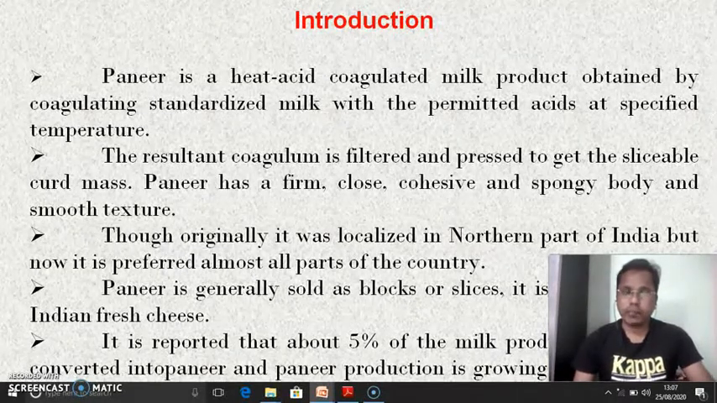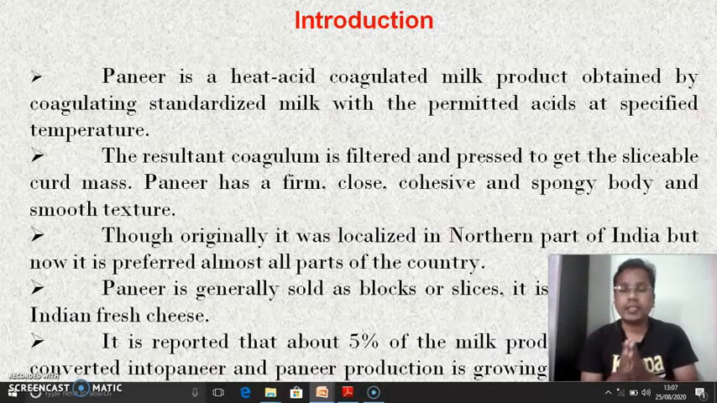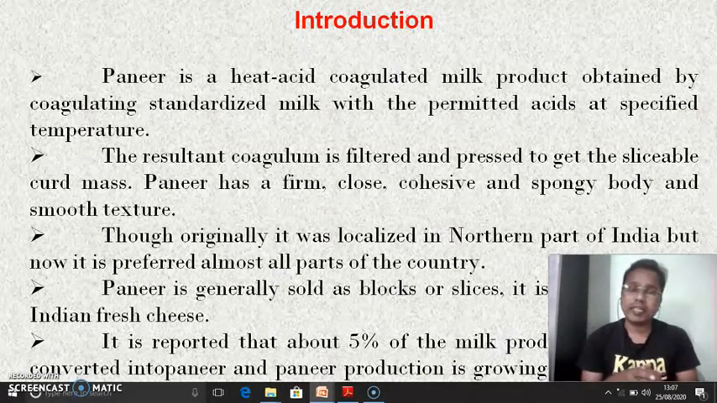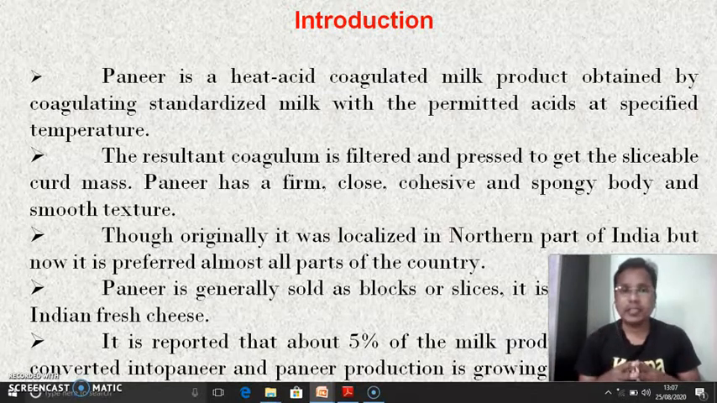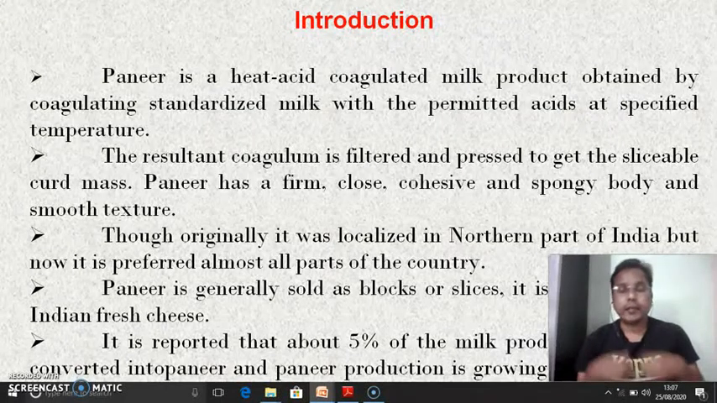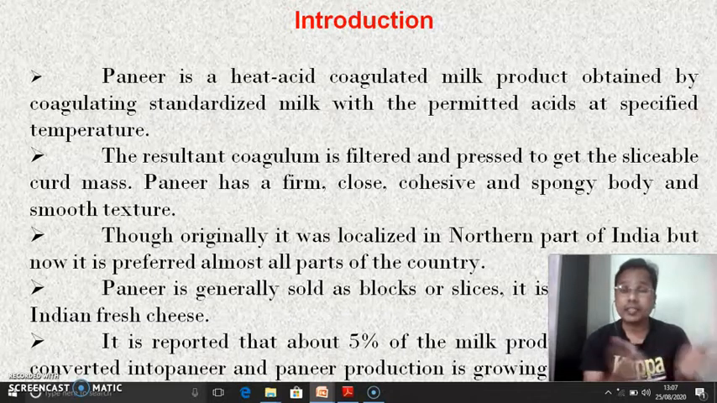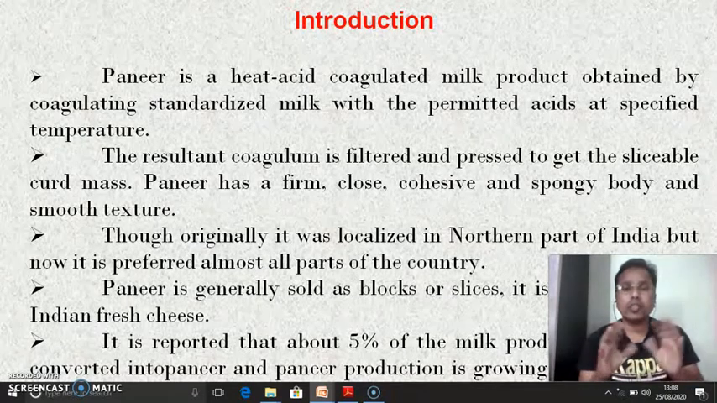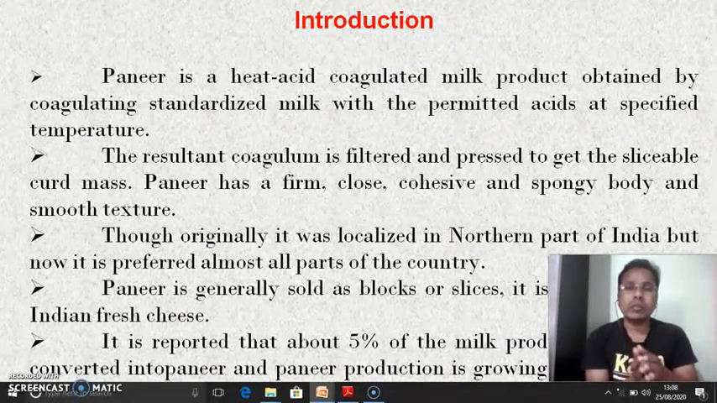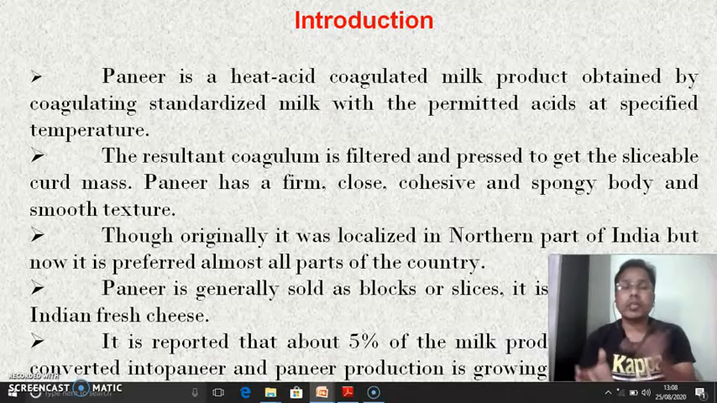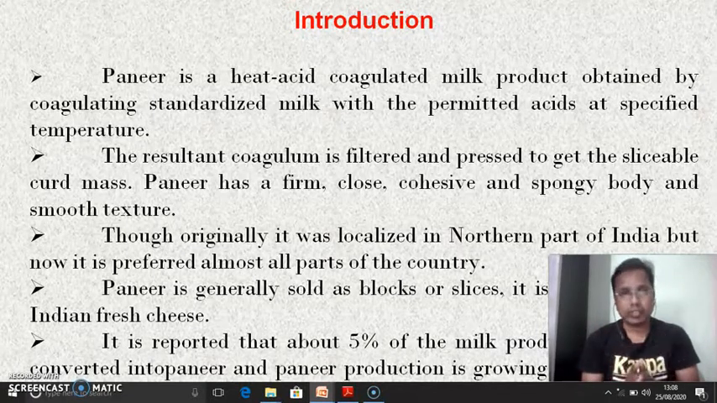In the channa chapter, we have already seen how channa is prepared. We take the milk in a karai, and that milk is boiled. After boiling the milk, 1% citric acid is added to the karai, and as soon as we add the citric acid, it coagulates. When the coagulum is formed, it is generally placed into a muslin cloth for the filtration process.